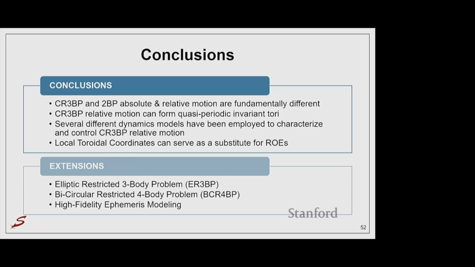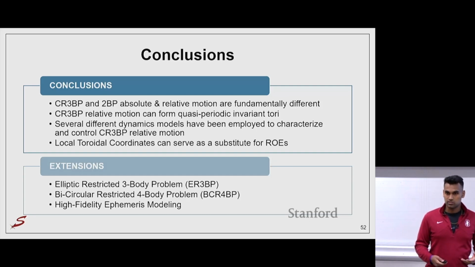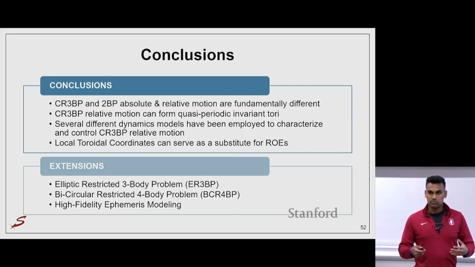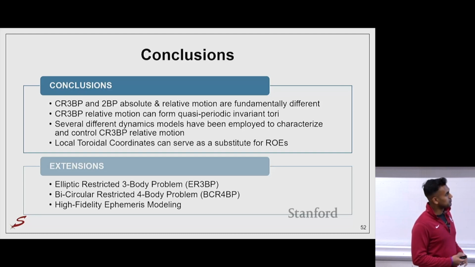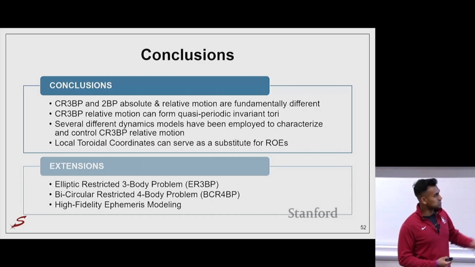And we've looked at the quasi-periodic and torus structures that can form in the CR3BP, and how that influences the relative motion. And then we looked at several different dynamics models that have been employed to characterize and control CR3BP relative motion, and the different linearizations and approaches that each author took.